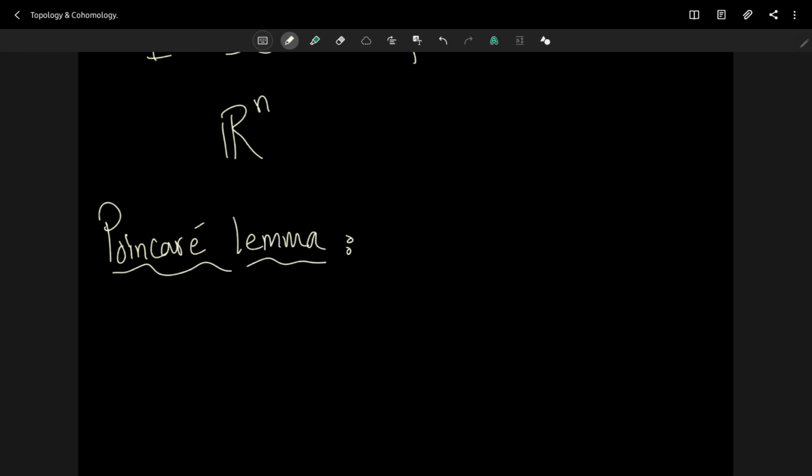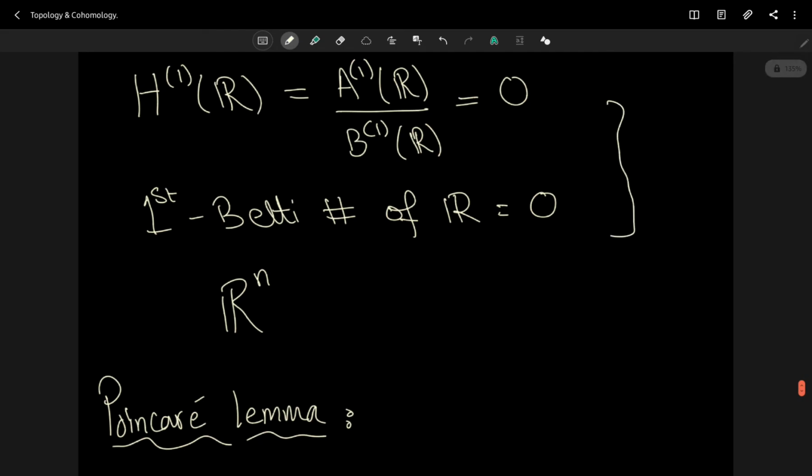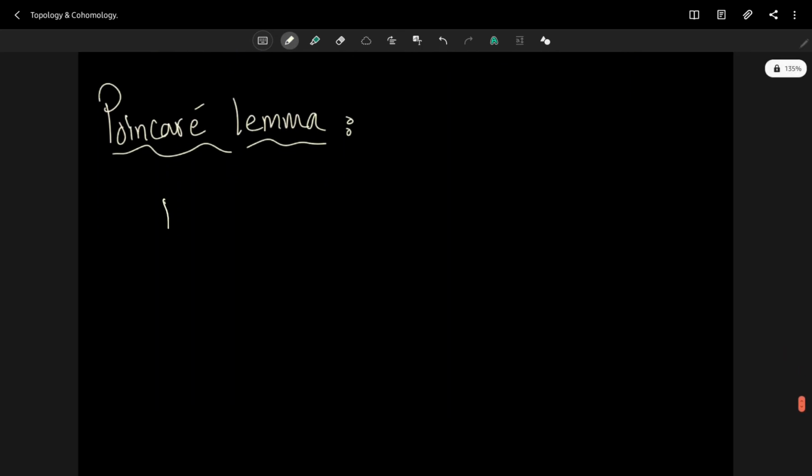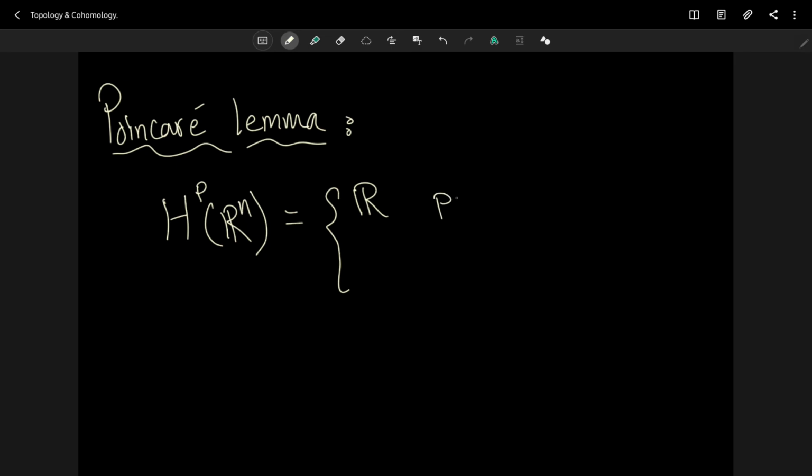Again, what I'm saying is we can generalize this whole thing that we have been doing to some arbitrary space of Rn, which will lead us to the Poincare lemma, and that is that the P-th cohomology of your Rn space, H^P(Rn), is equal to your space R when P is equal to 0, and it is equal to 0 when P is not equal to 0.